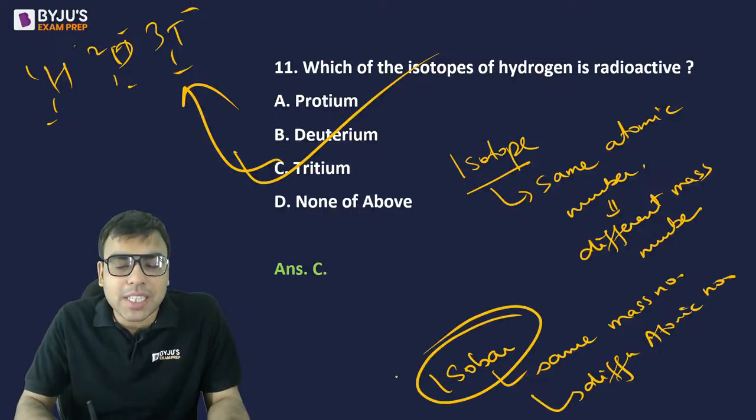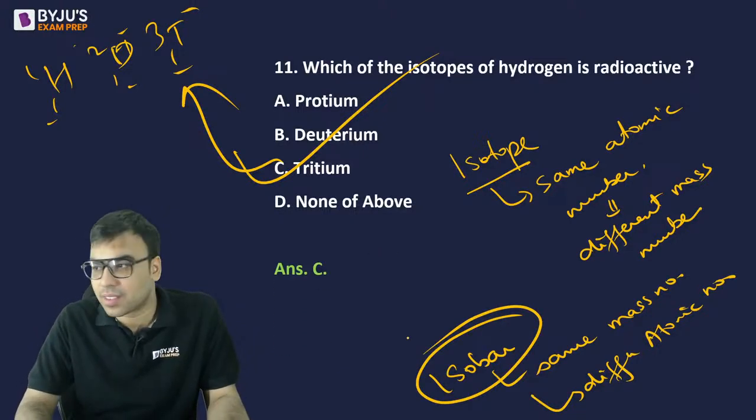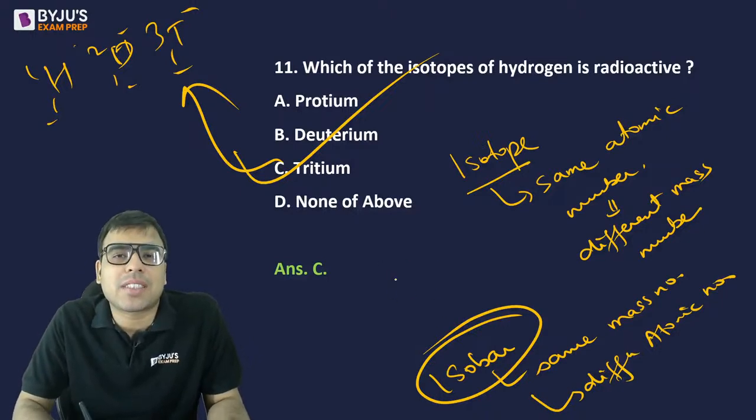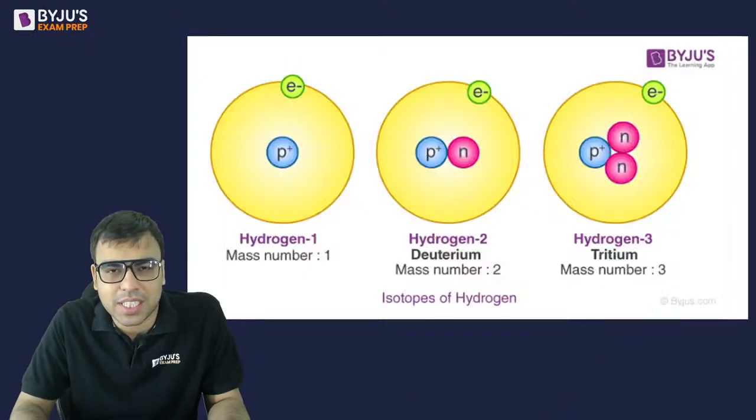Can anyone give an example of isobars? Anyone? So there are 3 isobars. Okay, go and find out. I'm just giving a homework. So C is the right answer.